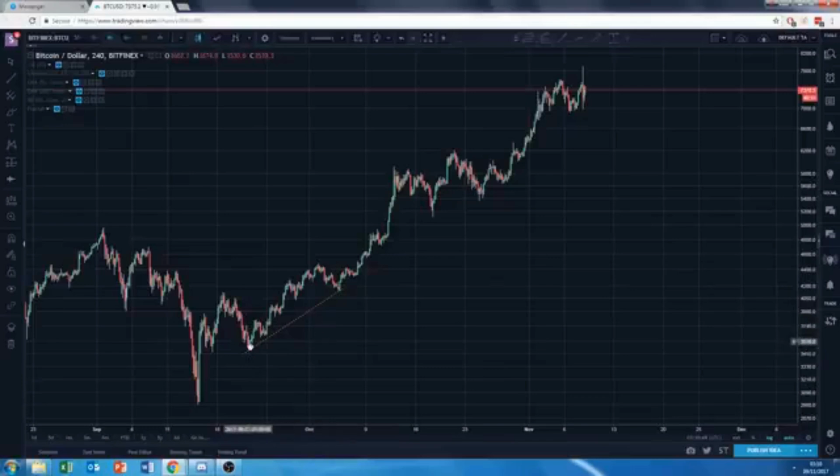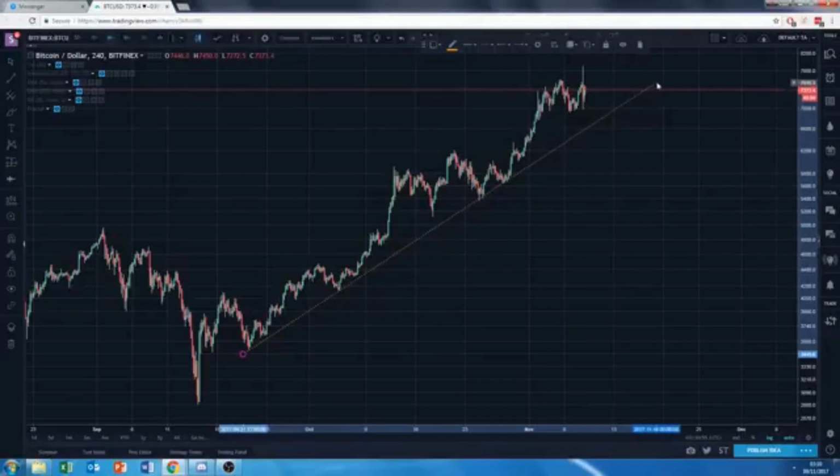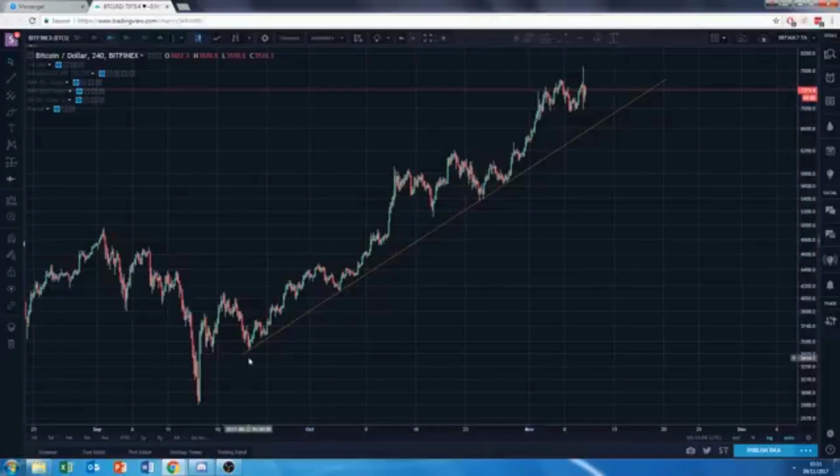Right, so here's the first step, and then I'm going to extend it to see if we can get more touches. And as you can see, that ends up working really quite nicely for us. Just to clean this up.